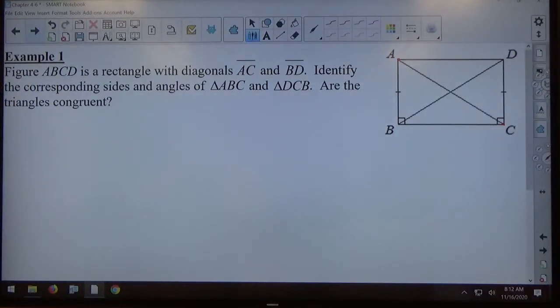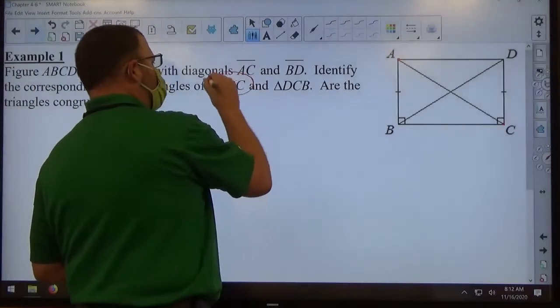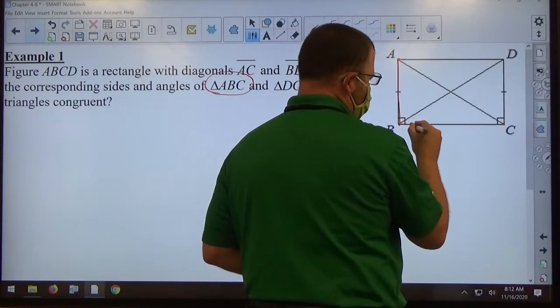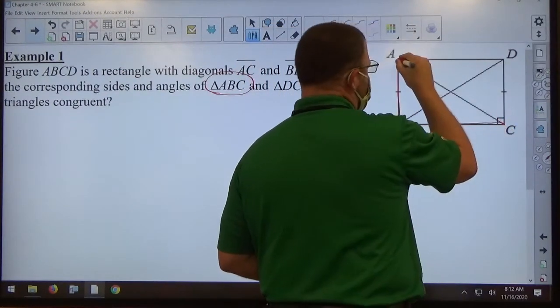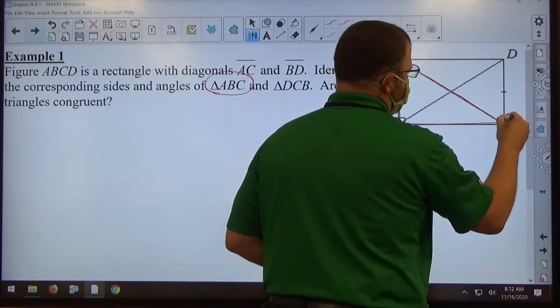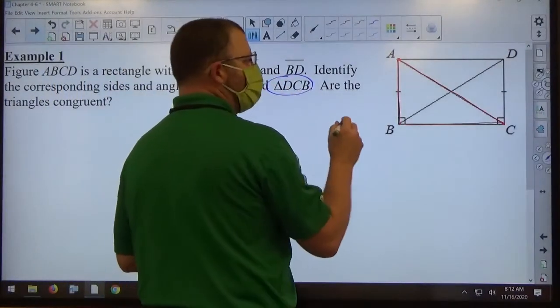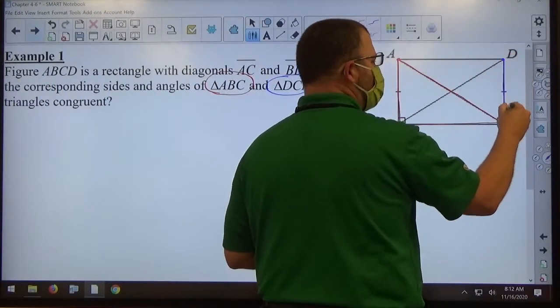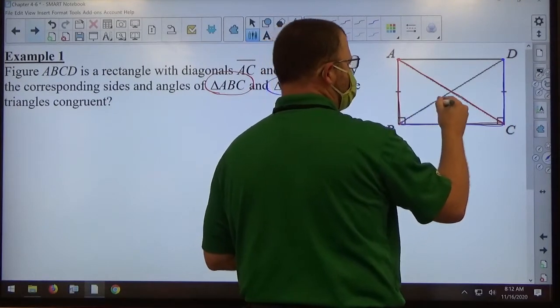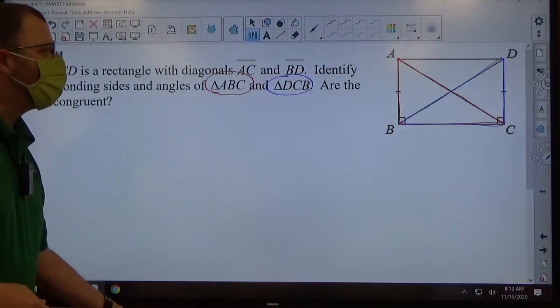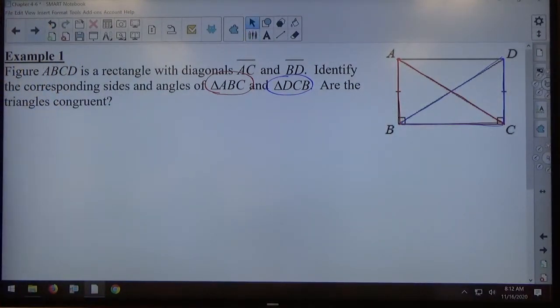And we want to identify the corresponding sides and angles of triangle ABC. So if I look at triangle ABC, starting at A, going to B, over to C. And I'm going to take a look at triangle DCB, starting at D, going down to C, and over to B. Are the triangles congruent? Now, they're not asking us to perform a proof here, they're simply asking us to determine if these two triangles are congruent based on what we know.